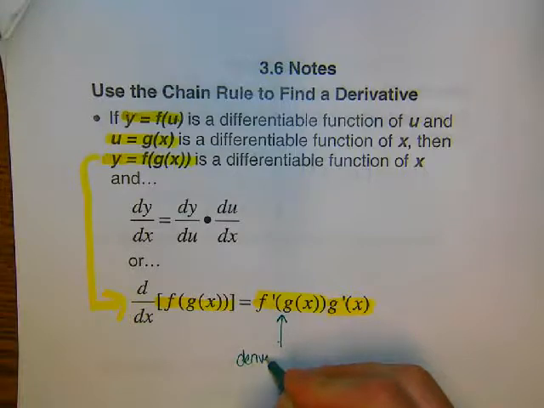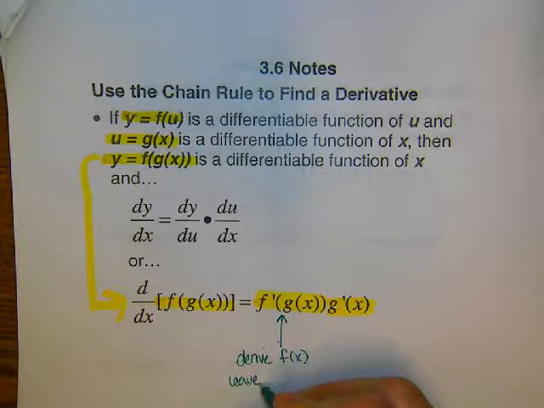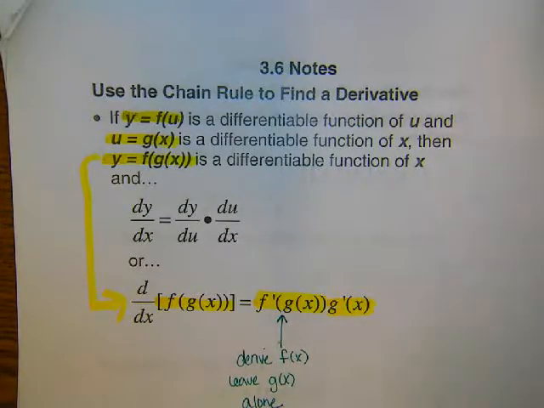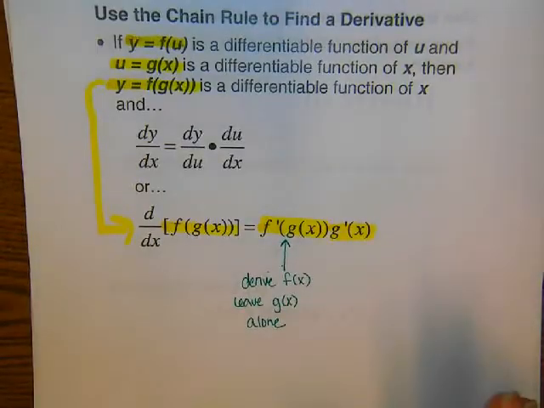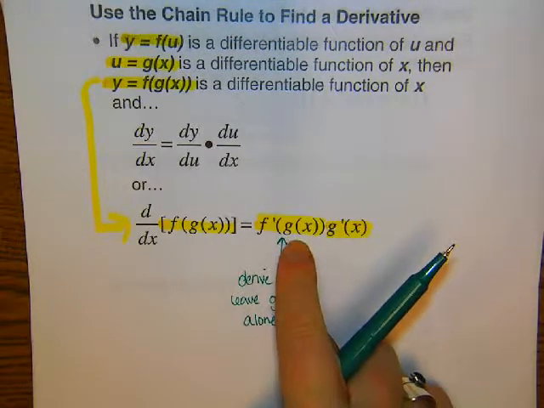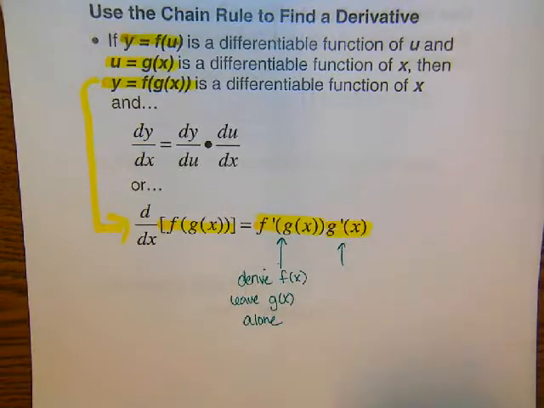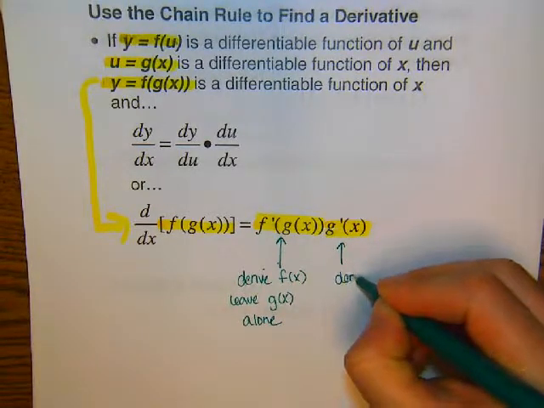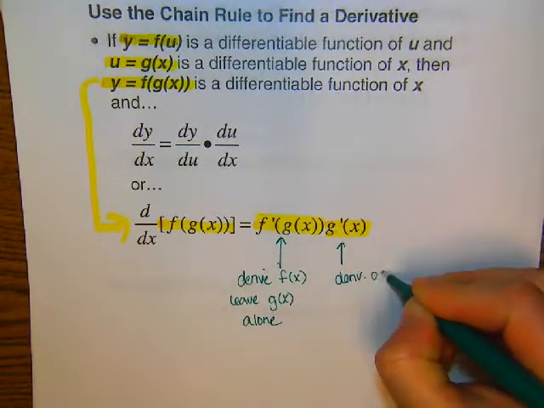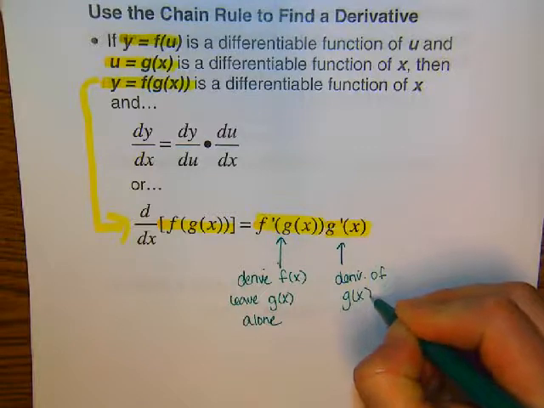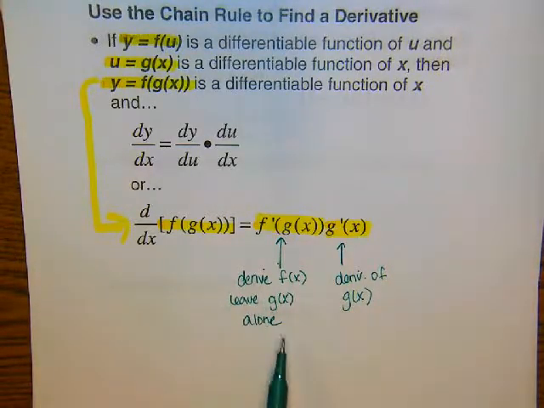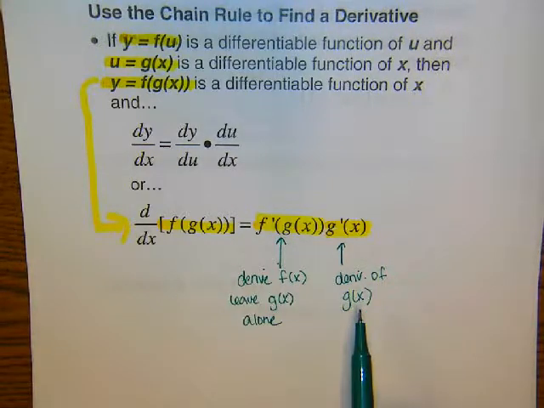Derive f of x, leave g of x alone. That's what you're going to do first. You're going to derive f of x and leave g of x alone. You're going to leave it in there. Then you're going to multiply by the derivative of g of x. So first you're going to derive f of x, leave g of x alone. Then you're going to take the derivative of g of x.